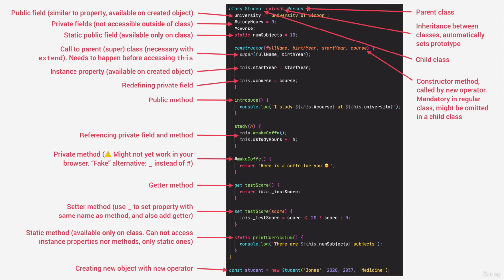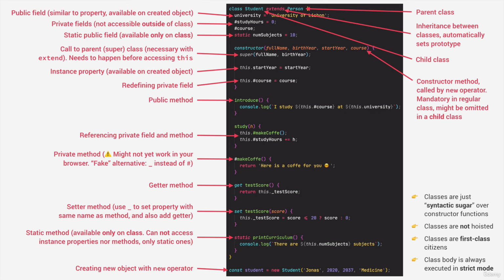Finally, this is how you then create a new object using the new operator. And so this should be nothing new at this point for you. Now, here is just a couple of things that we need to remember about classes and that I actually already mentioned before as well. So keep in mind that classes are really just syntactic sugar over constructor functions. Also, classes are not hoisted, they are first-class citizens, and the class body is always executed in strict mode.